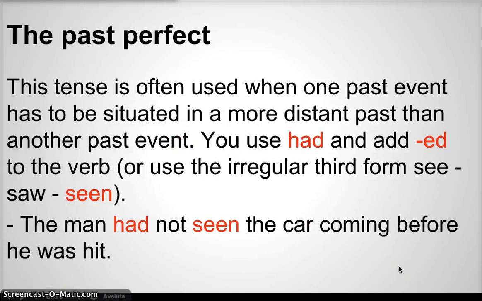And then we have the tense that is called the past perfect. And this tense is often used when one past event has to be situated in a more distant past than another past event. And to construct it, you use had, and then you add ed to the verb, or you use the irregular third form. If we have, for instance, see, saw, seen, seen is the word that you choose, which would give you: the man had not seen the car coming before he was hit.